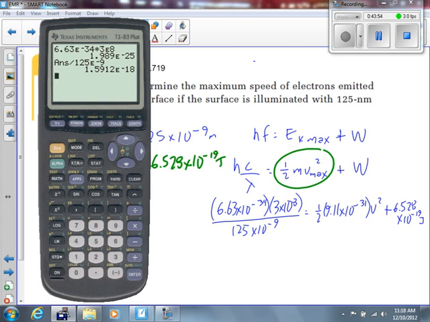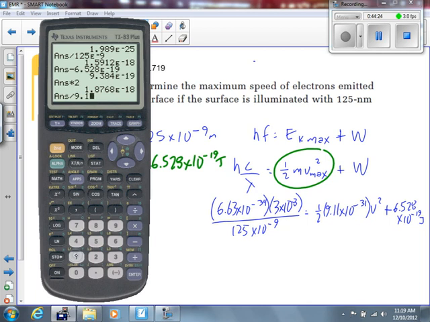We're going to take that over by subtracting. So let's take that number on the left-hand side, subtract from that 6.528 times 10 to the negative 19. We get 9.38 times 10 to the negative 19. Let's multiply that by 2. Is that okay? Okay, then let's divide that by 9.11 times 10 to the minus 31. And then what?